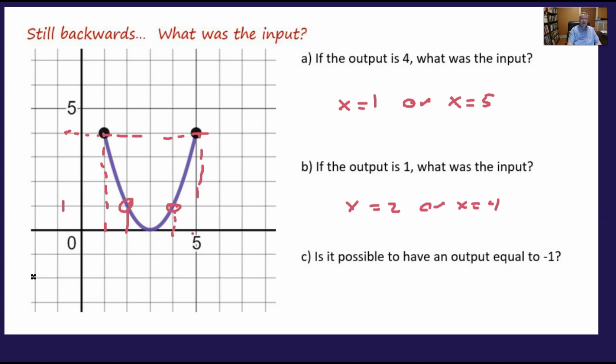Is it possible to have an output equal to -1, which is here? And the answer is no. There's no graph there. -1 is not a possible output. -1 is not in the range.